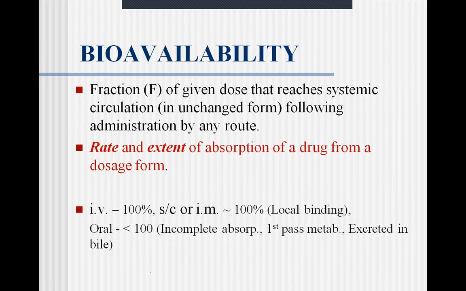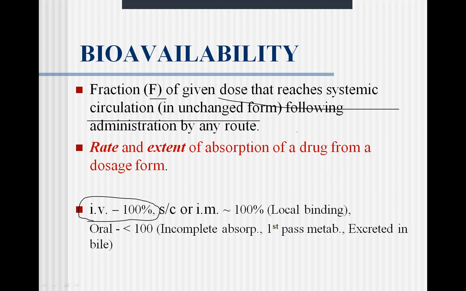Now we come to another term, that is bioavailability. Bioavailability is the fraction represented by F. That is the fraction of a given dose that reaches the systemic circulation in the unchanged form. When we talk about factors responsible for absorption, we exclude the intravenous route because in the intravenous route, the entire drug reaches the systemic circulation. Hence, bioavailability by the IV route is 100%.